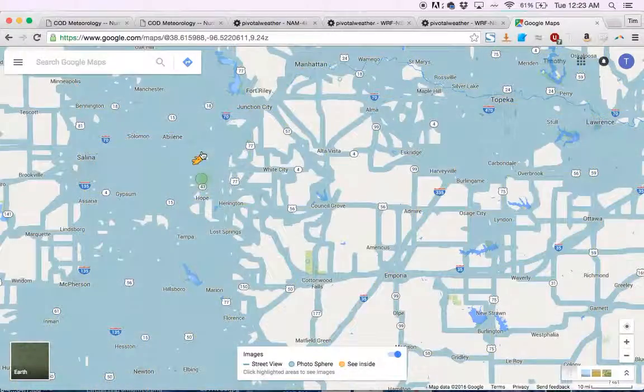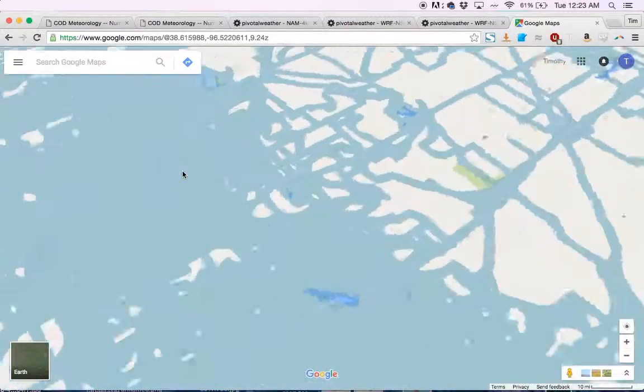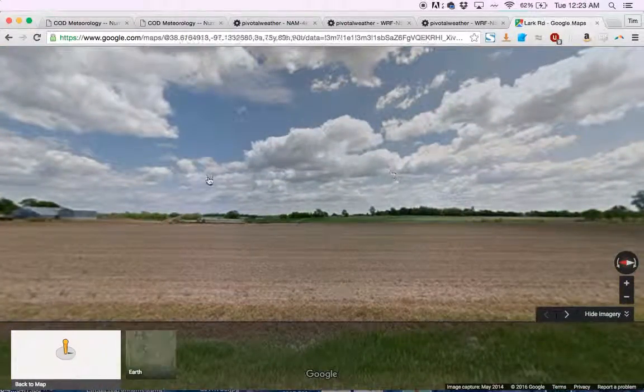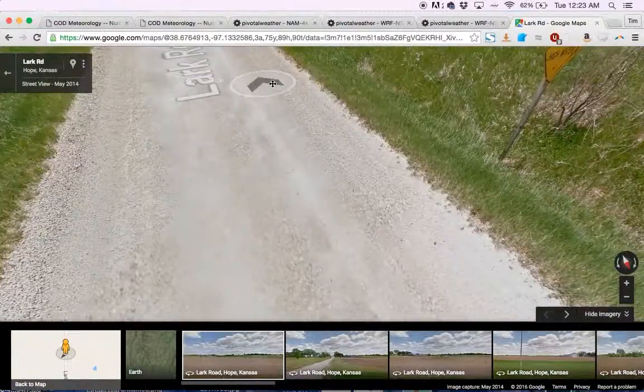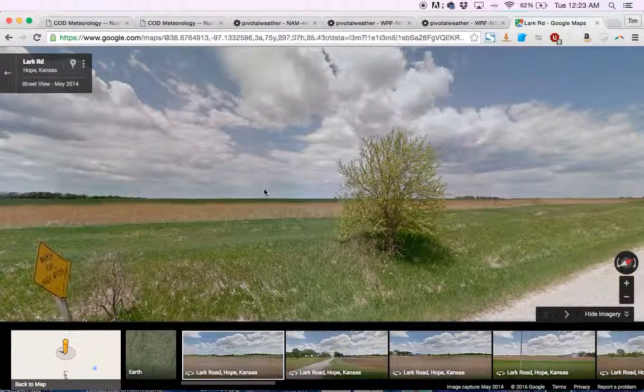You know, a quick sample of this area suggests it's pretty flat, pretty easy chasing. Of course, I'm on a gravel road here, which is no good. But that's for more field-based things.